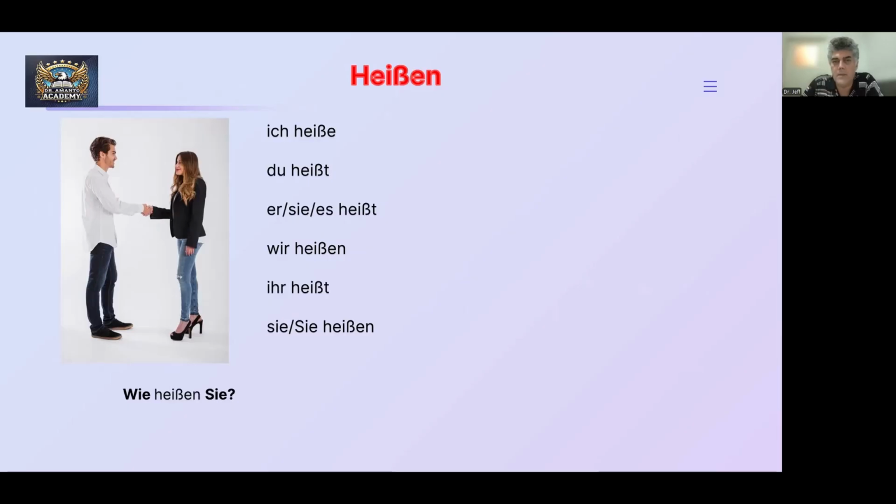Wie heißen Sie? I answer, ich heiße Amanto. Okay, so when I ask you, wie heißen Sie? What is your name? So you can answer with ich heiße, okay? Wie heißen Sie? Ich heiße Karl. The answer, ich heiße Karl. Ich heiße Amanto.